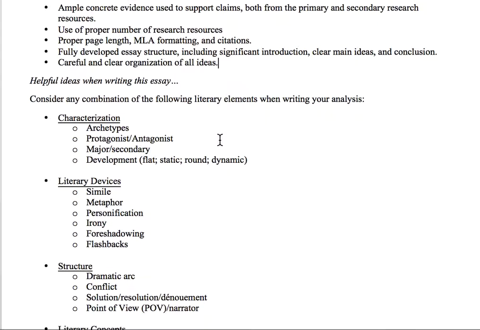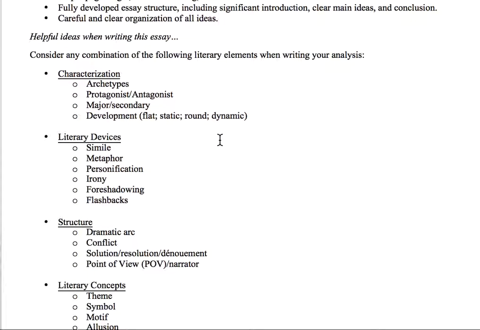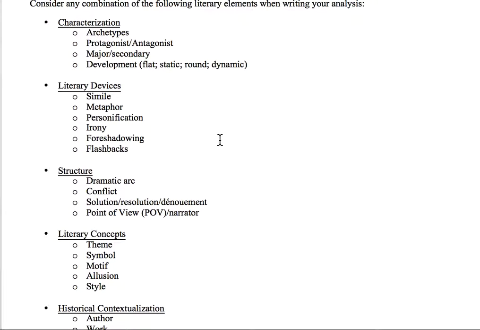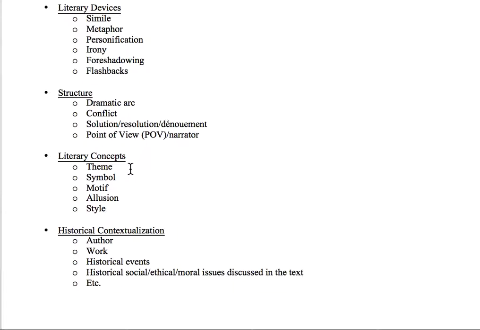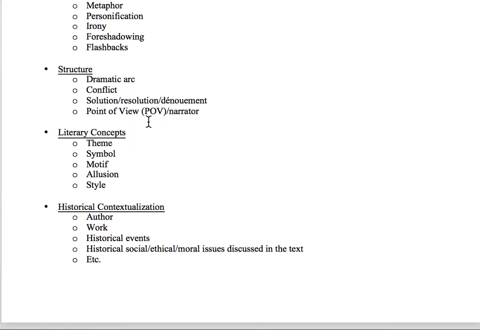So when you're looking at breaking down the text, there are some things that you can look at. Any of these might be helpful. You certainly shouldn't do them all because it's too much to cover, but look at the characters, look at how they're developed. So how does Columbus, say, promote himself as the protagonist? Look at literary devices, obviously, like similes, metaphors, personification, foreshadowing. Look at the structure. Is it prose? Is it poetry? How does the dramatic arc work in there? What's the conflict? What's the point of view or the narration? Look at literary concepts like the theme, the symbol, the allusions, the style.